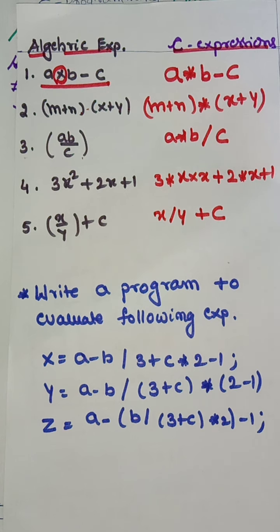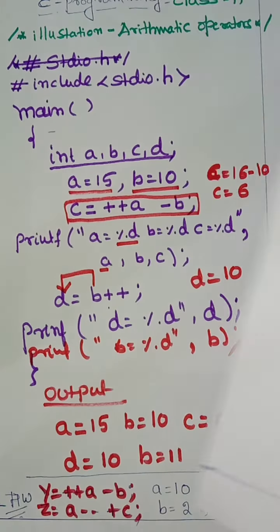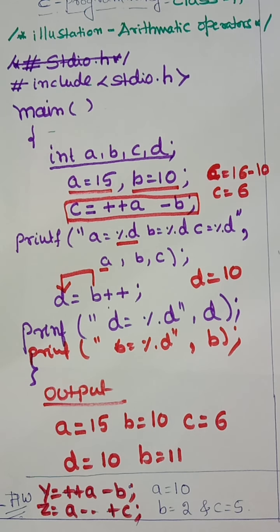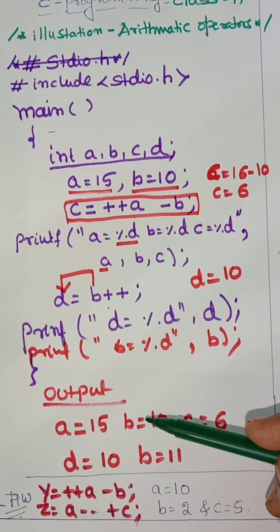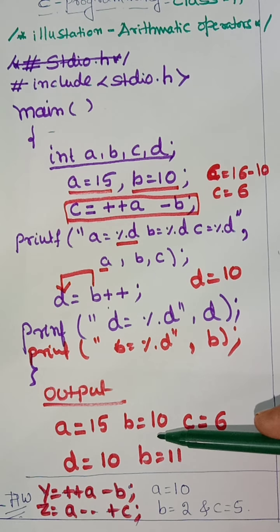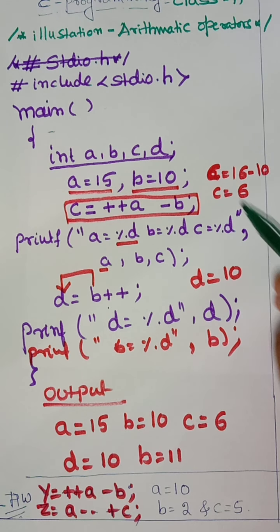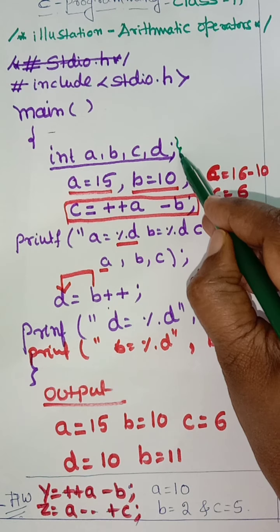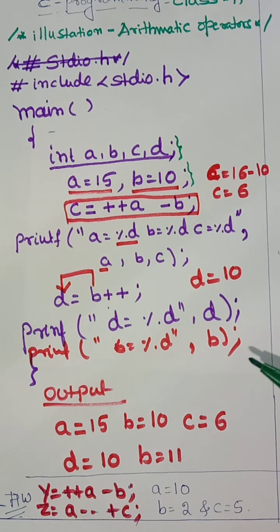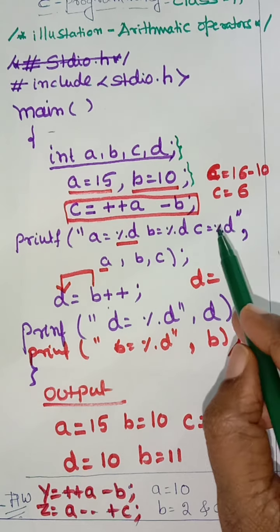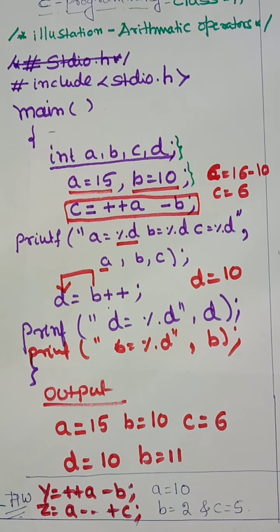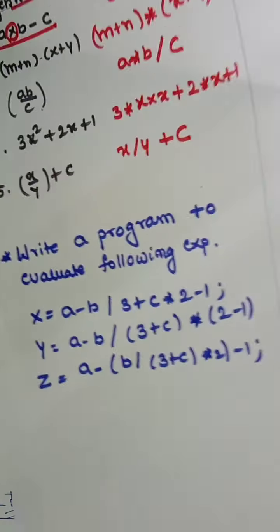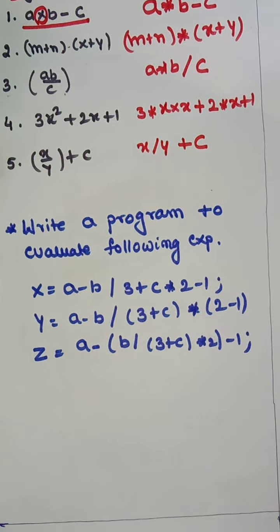Similarly, try to solve the other algebraic expressions. Okay, another point I want to make clear in this program: the C program should always be written in small case letters, and each and every statement should end with a semicolon. Okay, now let us move to write another program.